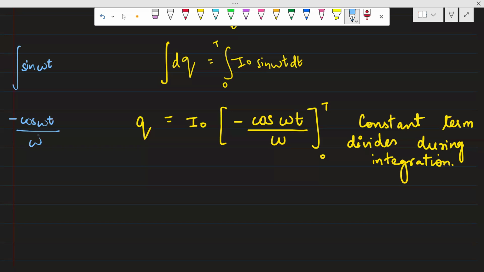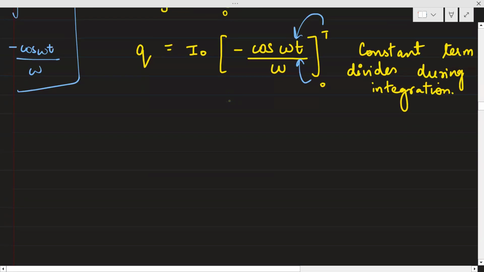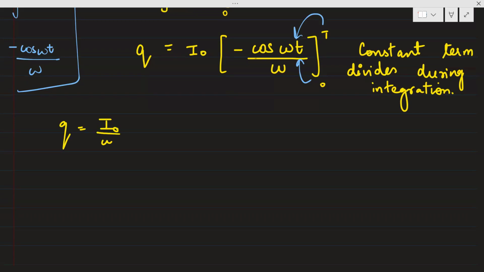In differentiation, what did we do? We used to multiply it outside. Here, it will be divided. So take I naught by omega separately. Q is equal to I naught by omega times minus cos omega t, first I'll put capital T, minus cos 0 T.